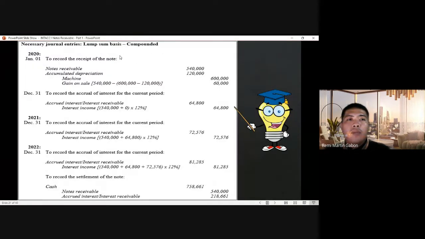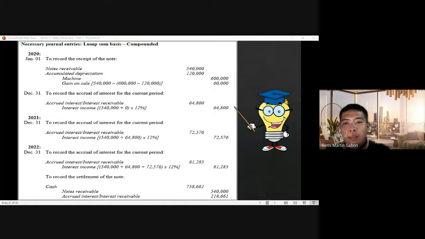So to record the receipt of the promissory note, we debit notes receivable 540,000, then debit accumulated depreciation 120,000. We debit accumulated depreciation because we are eliminating the related account of the machine sold or of the asset sold. Depreciable naman si machine eh. Then we credit gain on sale. There is a gain on sale because the amount of promissory note of 540,000 is greater than the book value of the second-hand machine, which is the difference of 600,000 and 120.